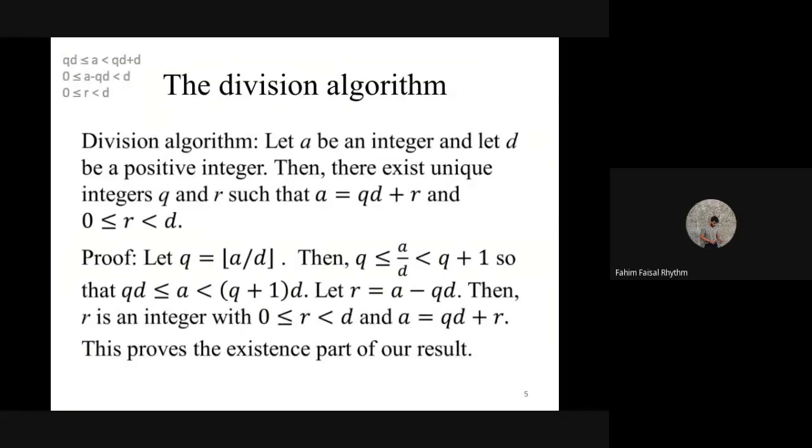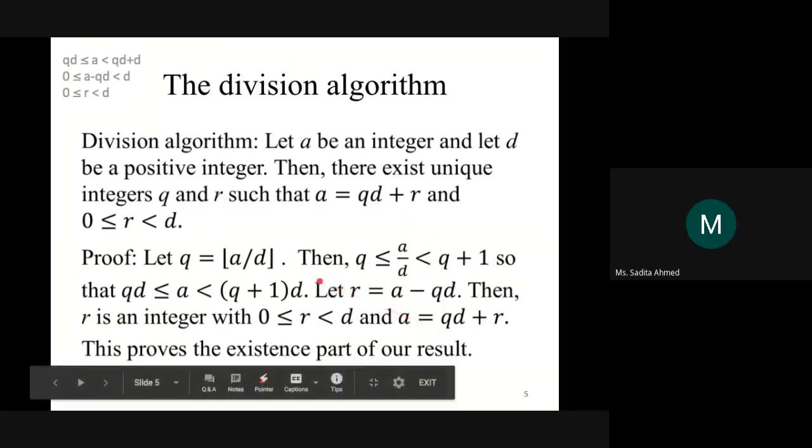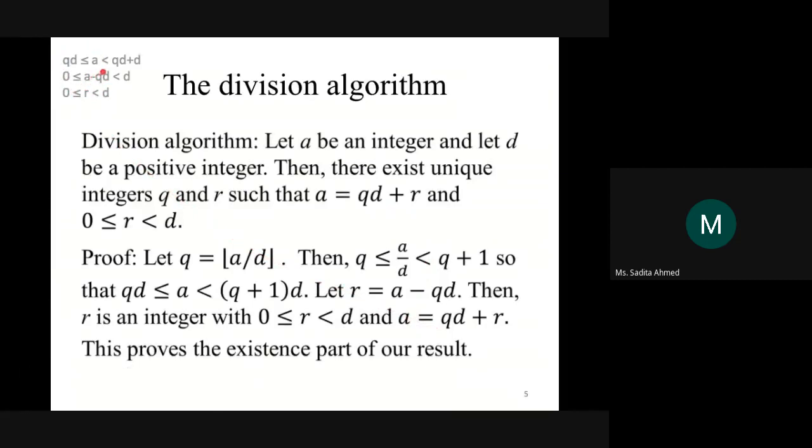Miss, the last line, a equals qd plus r. How did this come about? Just because a minus qd is there, right? If a minus qd is an integer, we can use some integer r to represent that. A minus qd will be an integer, 5, 6, whatever. It will be one integer, and that integer is being represented by r.